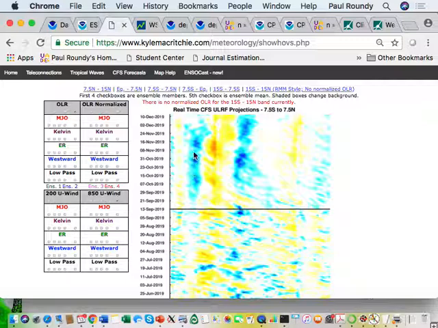So this kind of signal you expect to go on into December and then dissipate, but the CFS is also growing the Central Pacific convection, which would produce a downstream impact.